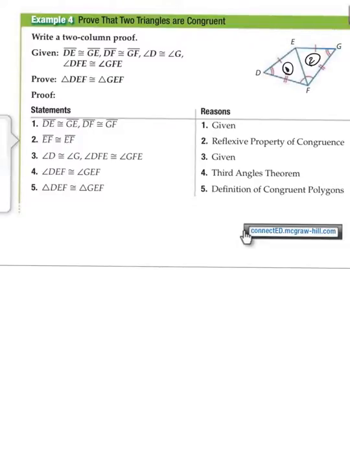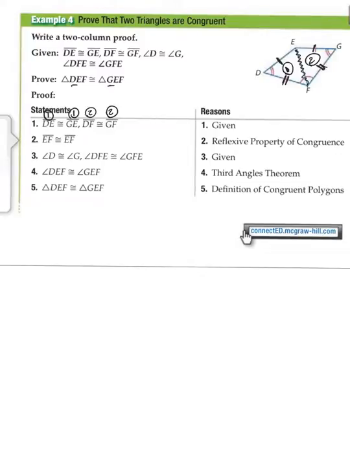All right, they tell me that DE and GE are congruent. So that's one piece of the first triangle congruent to one piece of the second triangle. And that's the matching pieces, the DE and the GE. They also tell us that DF, from D to F, and GF are congruent. So that's the second piece of one triangle congruent to the second piece of the second triangle. The third sides they share, they have in common.